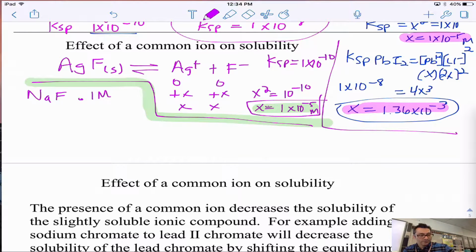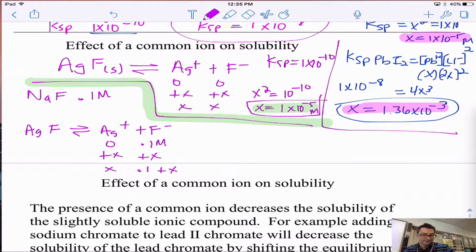And so now with this one here, what ends up happening is if we rewrote our equation out, we would have AgF yields Ag plus and F minus. But now instead of 0 and 0, we would have 0.1 molar for F and 0 for Ag. Now we'd still get our plus x and our plus x, but we'd have 0.1 plus x and x. When we went to plug that into our Ksp, we'd have Ksp equals x times 0.1 plus x.